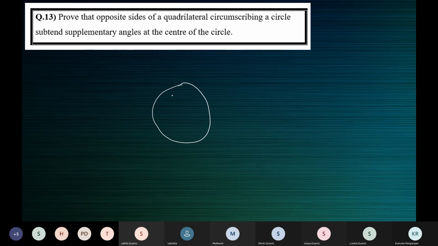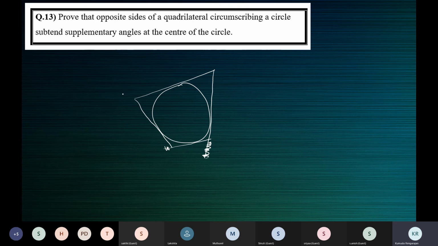Circle, not a perfect circle though. Quadrilateral circumscribing the circle. Okay, just ignore these.